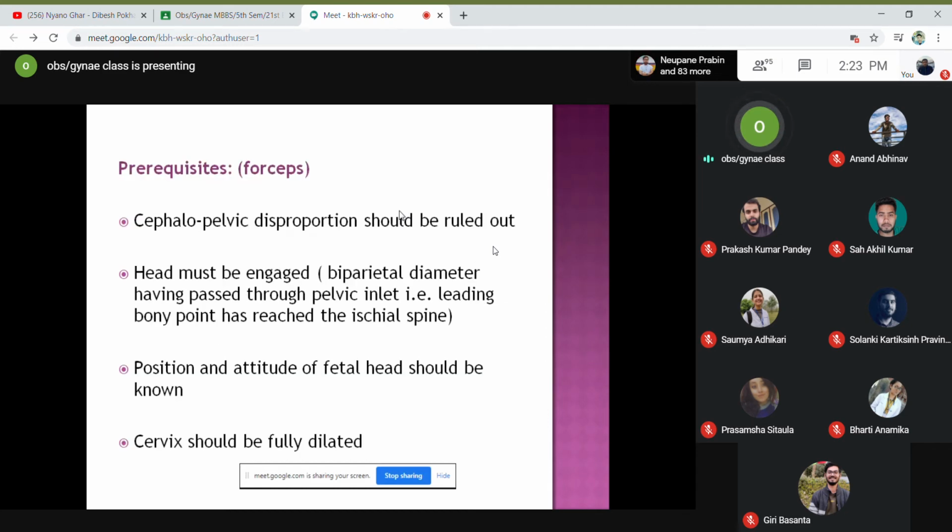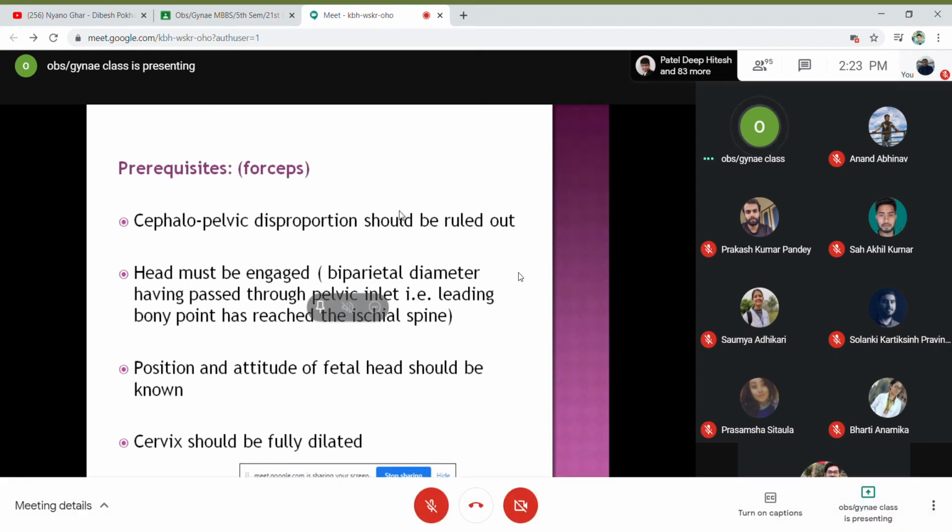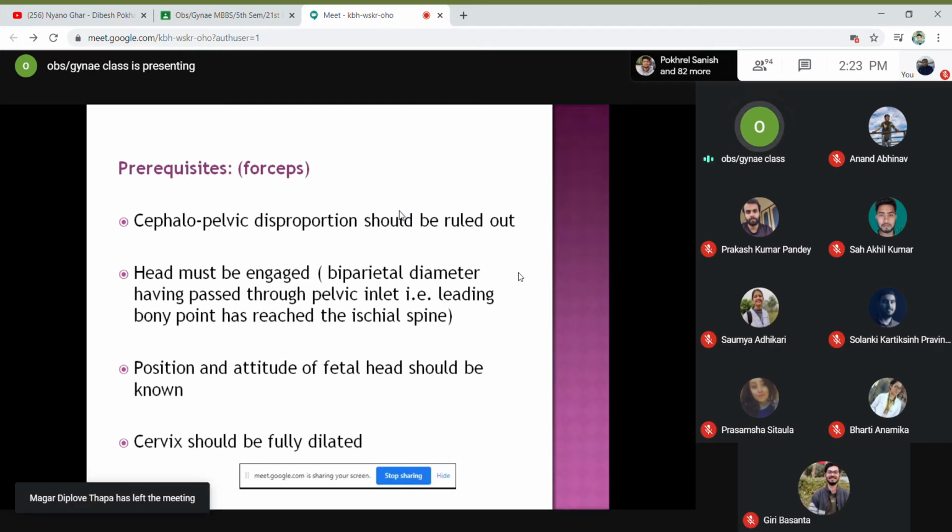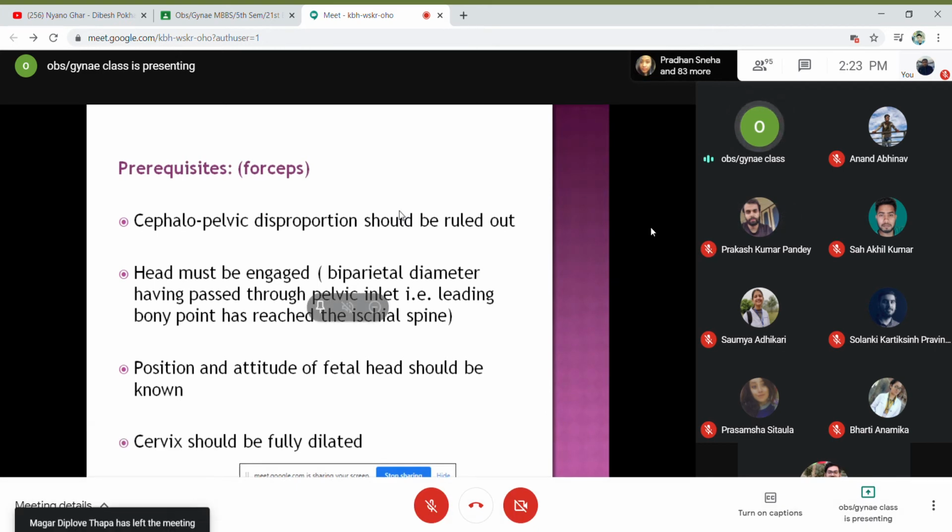Now coming to prerequisites. If you have seen the patient, she's having a prolonged second stage of labor. Her labor is more than 2 hours in the second stage. Now you say, okay, I want to apply the instrument, and you have ruled out all the contraindications. There's no contraindication to applying the instrument. Then you have to know the prerequisites. What are the things that you have to fulfill before you apply the instruments?